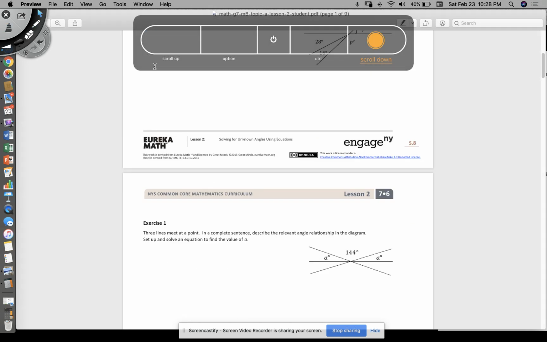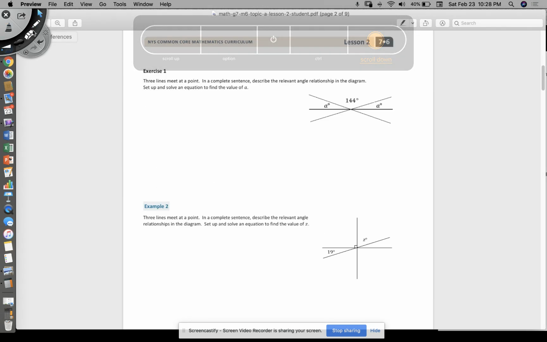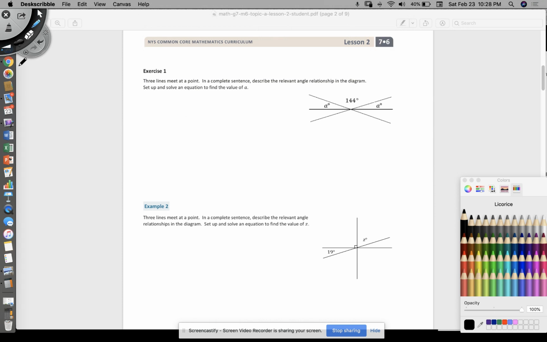All right, exercise 1. Three lines meet at a point. In a complete sentence, describe the relevant angle relationship in the diagram. Set up and solve an equation to find the value of A. So I'm looking for A, and A is this angle right there. All right, now I can see that that's 144. All right, so if this is 144, that means this is also 144, just to point that out.